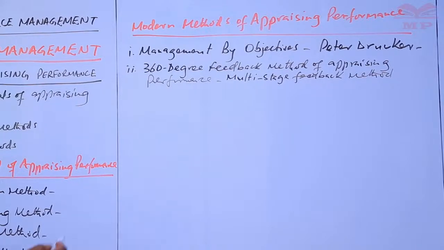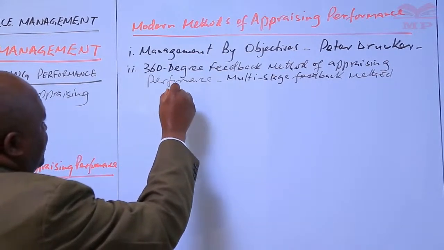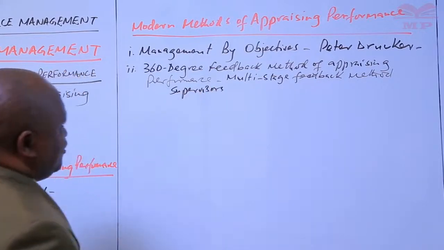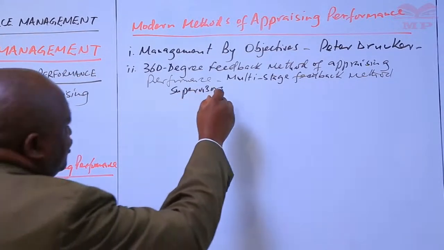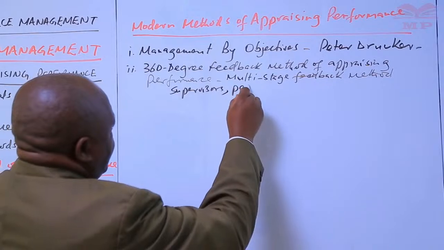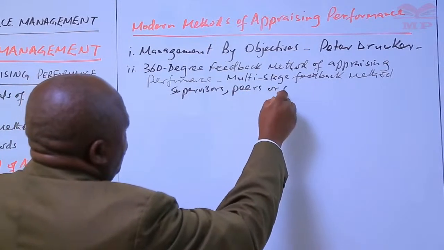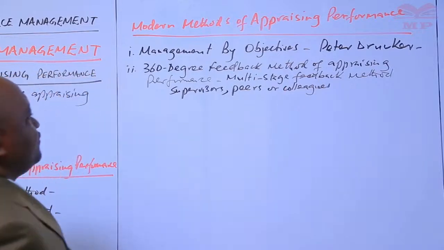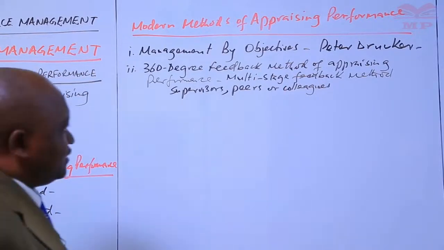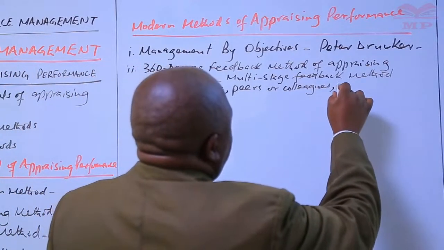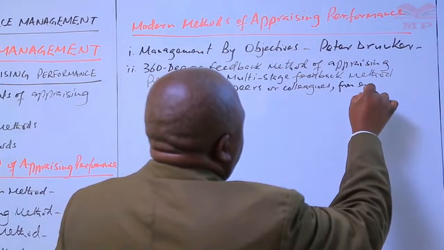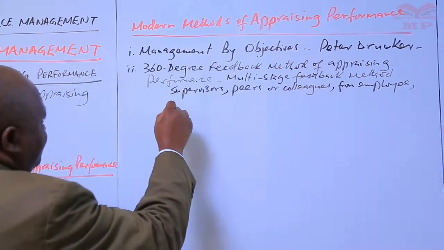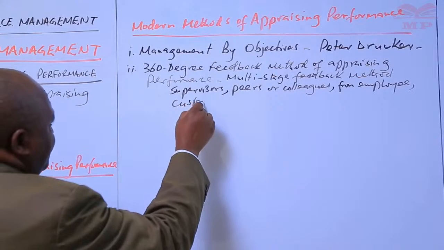For example, you can receive feedback from supervisors about the performance of a given employee. You can also receive feedback from the peers or colleagues of that particular worker. You can also receive feedback from the employee, and you may also receive feedback from the customers, for example.